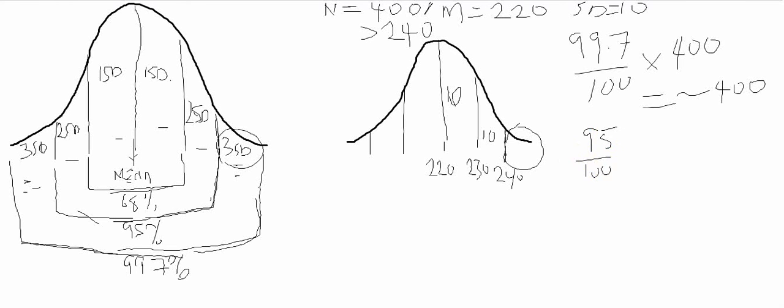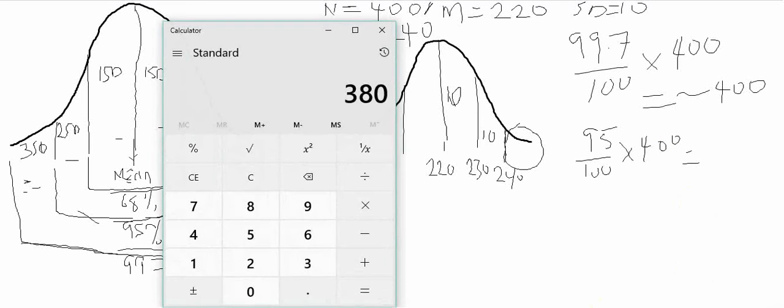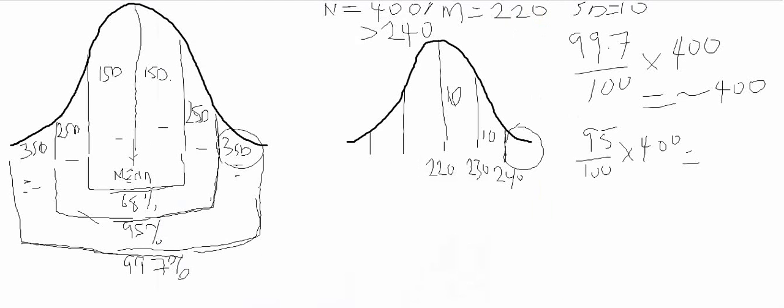95% of 400 will be equal to what? Okay, we might need to calculate this one. So 95% of 400 is 0.95 times 400. That's what? 380. So that will give us 380.